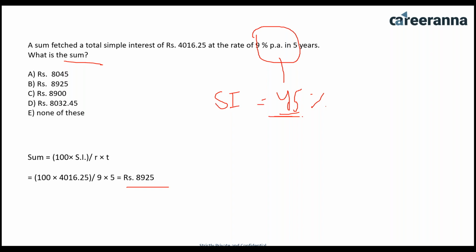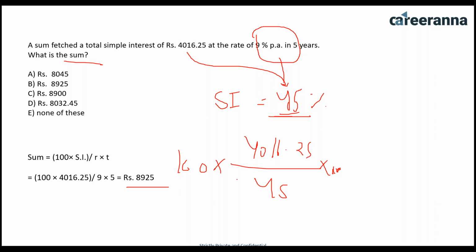So 45% of a number is given to be 4016.25. So what would be the number? You can directly do it. 4016.25 divided by 45 multiplied by 100. I have to write it here. You can easily solve it, and the answer would be an option. Easy to understand. I don't have to write the formula. I just have to understand that in 1 year it is 9%. For 5 years it would be 45%. Okay, Richa, I have to explain it again. Don't worry.